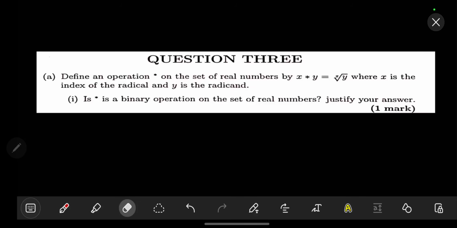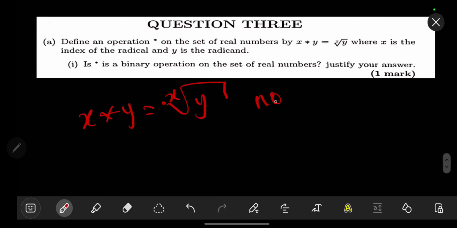So we are on question 3. Define an operation star on the set of real numbers by x star y equals the x-th root of y, where x is the index of the radical and y is the radicand. So now we are asked, is star a binary operation on the set of real numbers? Justify your answer. The answer for this one is no.